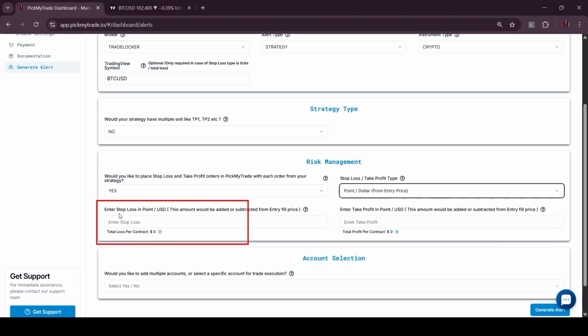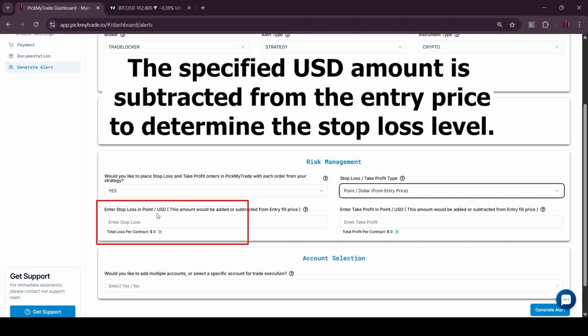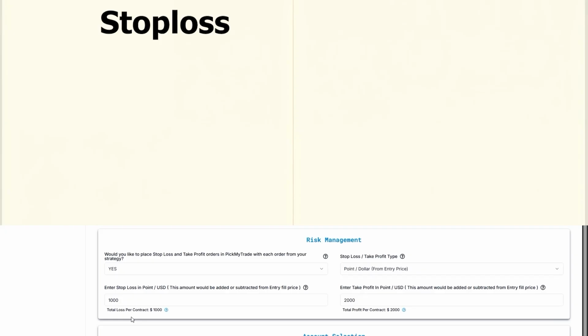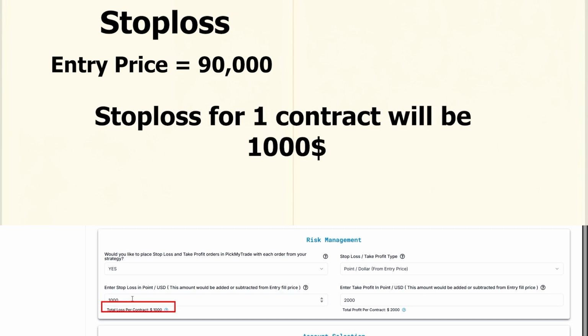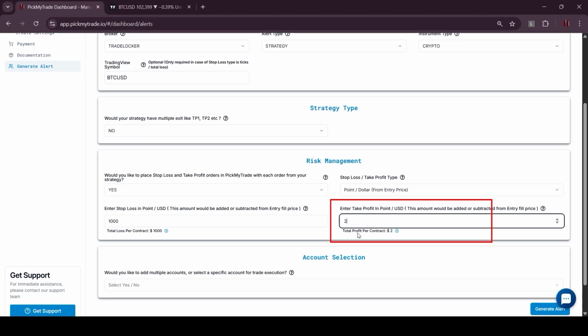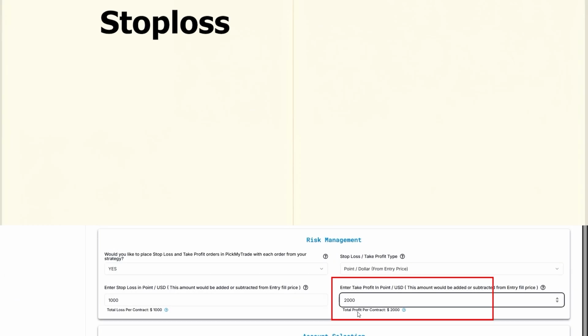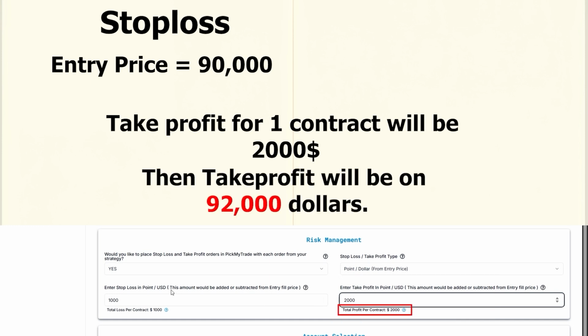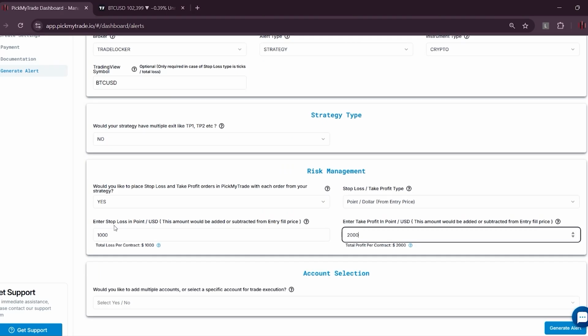The stop loss works as the specified USD amount is subtracted from the entry price to determine the stop loss level. The take profit works as the specified USD amount is added to the entry price to determine the take profit level. For example, if the entry price is 90,000, then the stop loss for one contract will be $1,000, which means the stop loss will be at $89,000. And for take profit, as I have placed 2,000, if the entry price is 90,000, then the take profit for one contract will be 2,000, so the take profit will be at 92,000. When you click on this question mark, you will see the complete calculation.